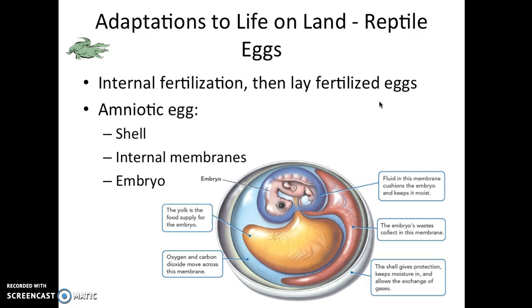A third adaptation to life on land is the reptile egg, also known as the amniotic egg. An amniotic egg is an egg that has an outer shell, consists of an embryo on the inside, and has internal membranes that help regulate gases, waste, and keep fluid inside of the egg. I'd like you to pause the video here and draw an amniotic egg, labeling the different structures.